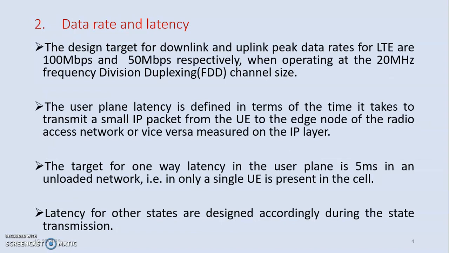Next is the data rate and latency. What is expected? The peak data rate for LTE is expected to be 100 Mbps in the downlink and 50 Mbps in the uplink when operating at 20 megahertz with the frequency division duplexing channel size. So FDD is one mode of operation in LTE. Similarly, it also has a TDD mode, the time division duplexing mode.